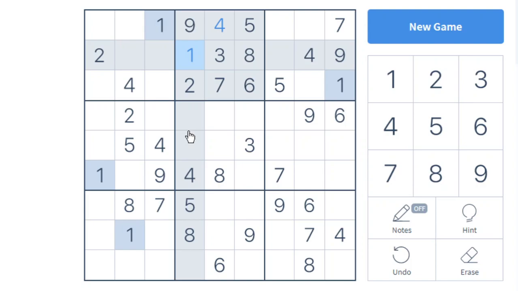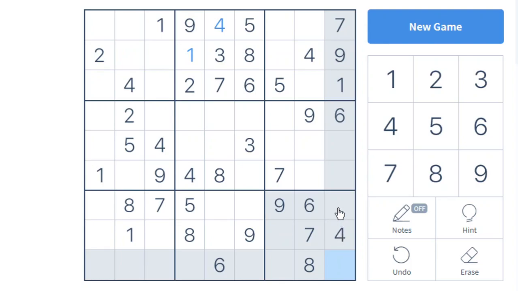Now, what we have to do is, we must look at other squares now. So what other square is quite filled up? I noticed that this square is quite filled up. And so let's look at it.